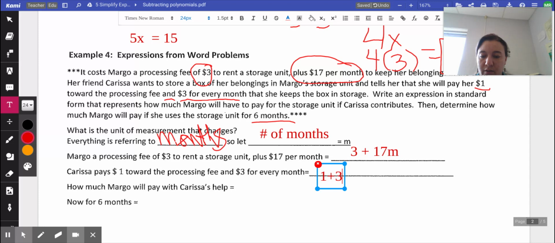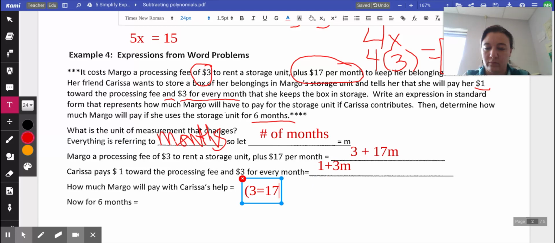Okay, how much will Margot pay with Carissa's help? So I can just copy this. Nice thing about copying. And copy the other one, right? Oh, it didn't work. Okay, I had to type it. So I got Margot's expression. Notice how I put it in parentheses because I want to keep it together and not have it as something separate. And then I'm going to copy down Carissa's.